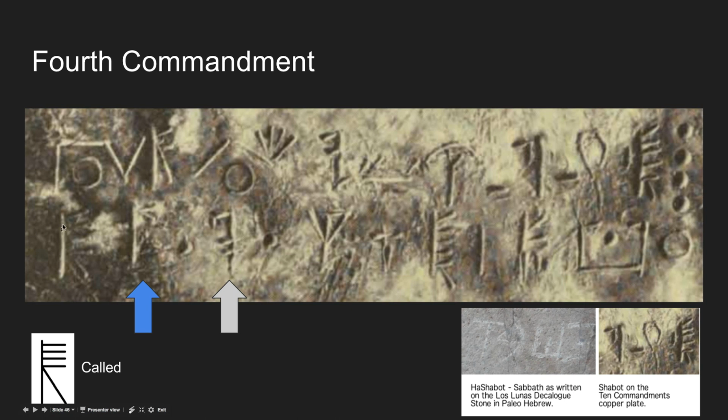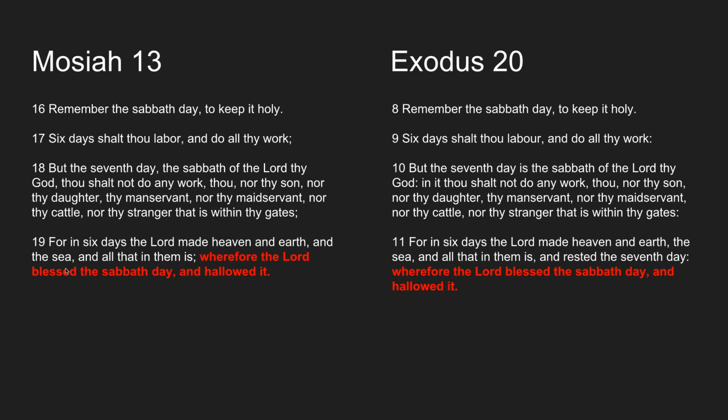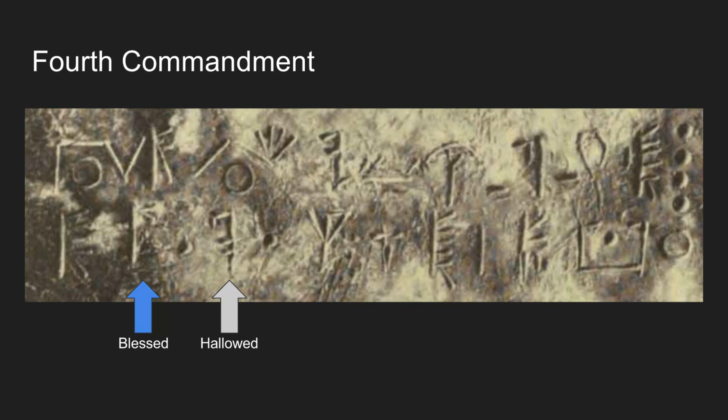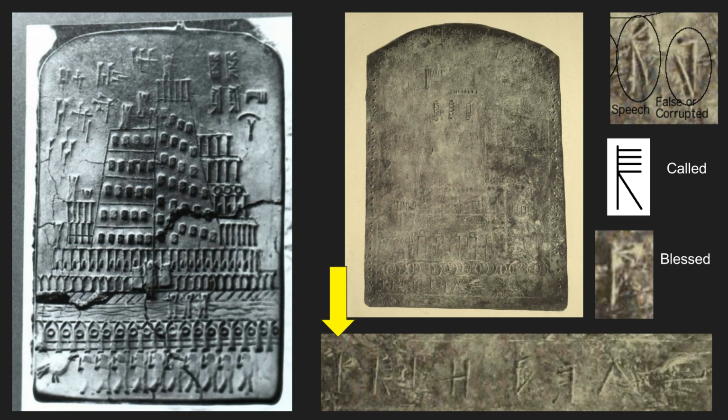And as I look at the symbol called, I'm thinking, well, maybe it's, what is the Sabbath called? Using some Hebrew chiasm or chiasmus. So what is the Sabbath called? And as I thought about it, I referenced the 10 Commandments, and in both the Book of Mosiah and Exodus, they both say the same thing. Wherefore the Lord blessed the Sabbath day and hallowed it. So I penciled those in, blessed and hallowed. I brought it to the Tower of Babel stone, and now I read the Hebrews were called blessed.